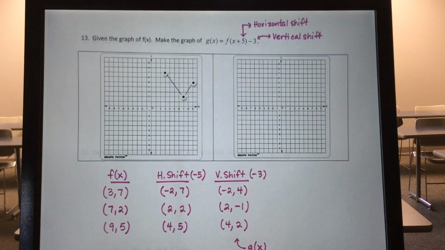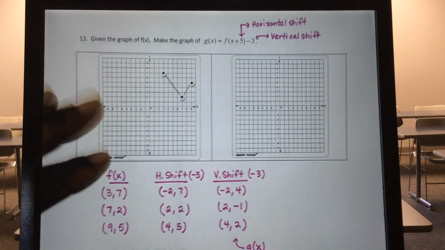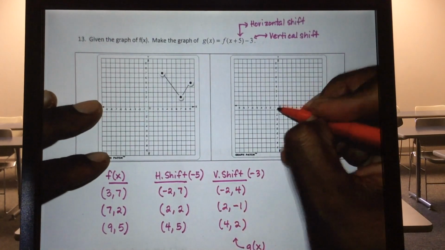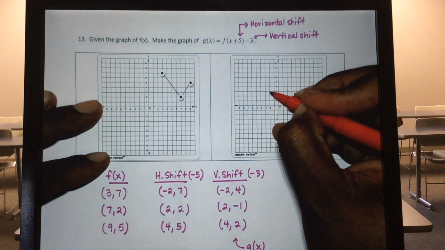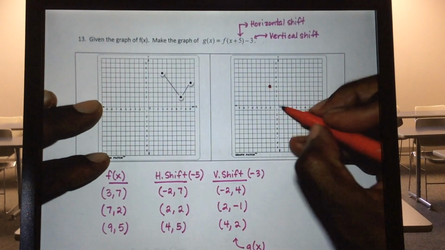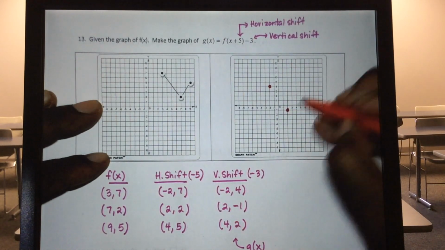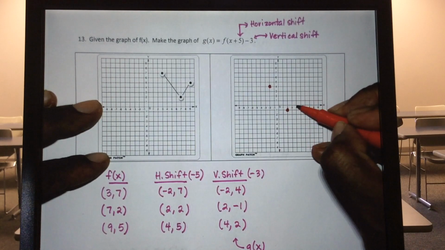Now I'm going to plot those on the coordinate plane here. Those coordinate planes will be provided for you on the exam. So, negative 2, 4 will be to the left 2 and up 4. 2, negative 1 will be to the right 2 and down 1. And then 4, 2 will be to the right 4 and up 2.